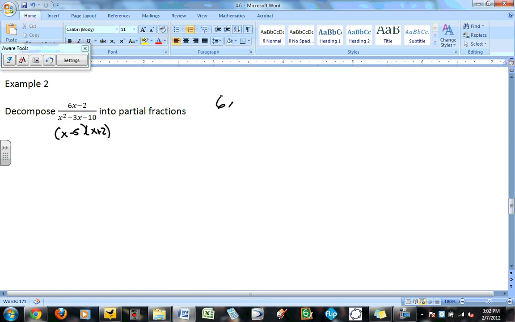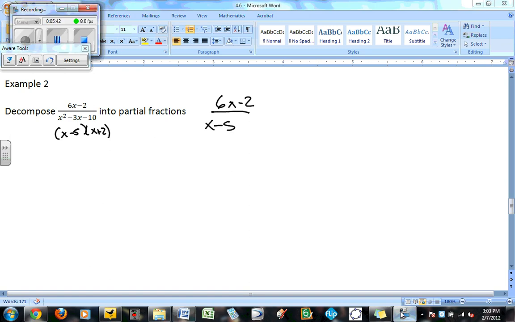So I'm going to have 6x minus 2 divided by x minus 5 times x plus 2. And that's going to equal then, these two factors are going to be my denominators. So x minus 5, a divided by x minus 5 plus b divided by x plus 2.